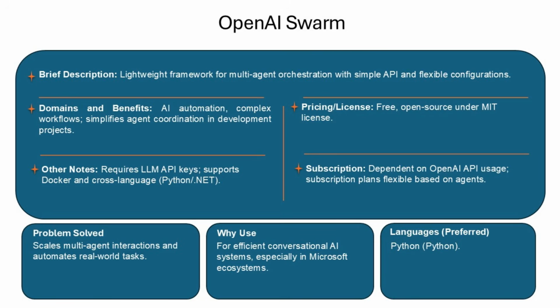OpenAI Swarm, lightweight framework for multi-agent orchestration with simple API and flexible configurations. The areas of domains which get benefit are AI automation, complex workflows, simplifies agent coordination in development projects. And the pricing and license are free and open source with cost dependent on OpenAI API usage, subscription plans flexible based on agents. Why to use: for developers needing scalable multi-agent setups in the OpenAI ecosystem.